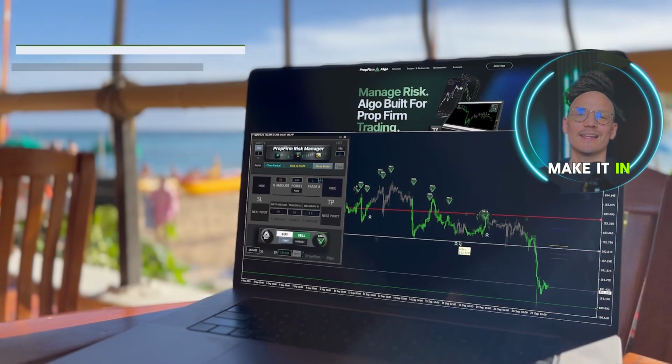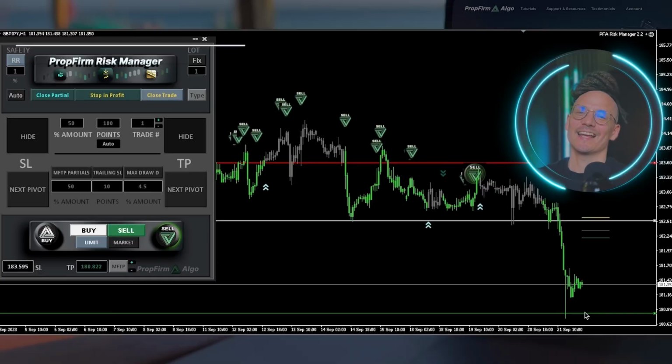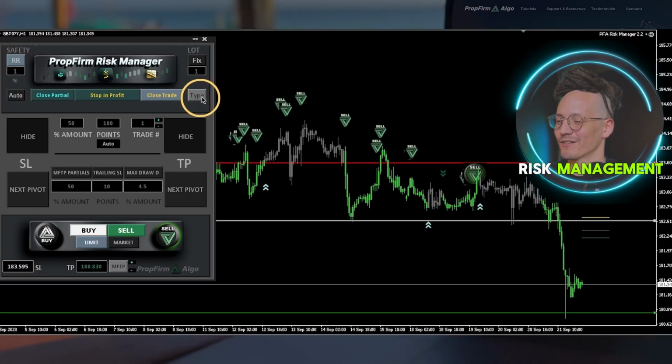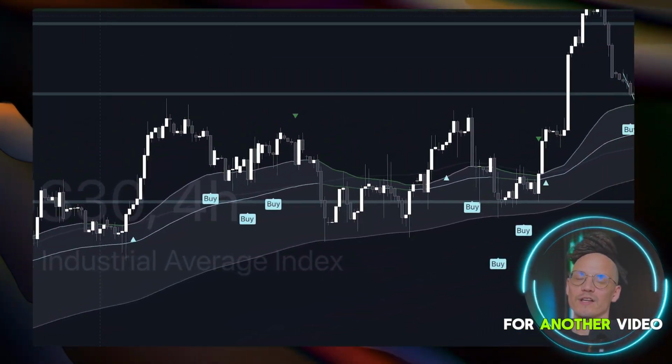In order to make it in this game, you need to understand how to stay in the game, and to stay in the game, it's only with risk management. But we'll save that risk management topic for another video. We're just going to go over the US30 strategy.